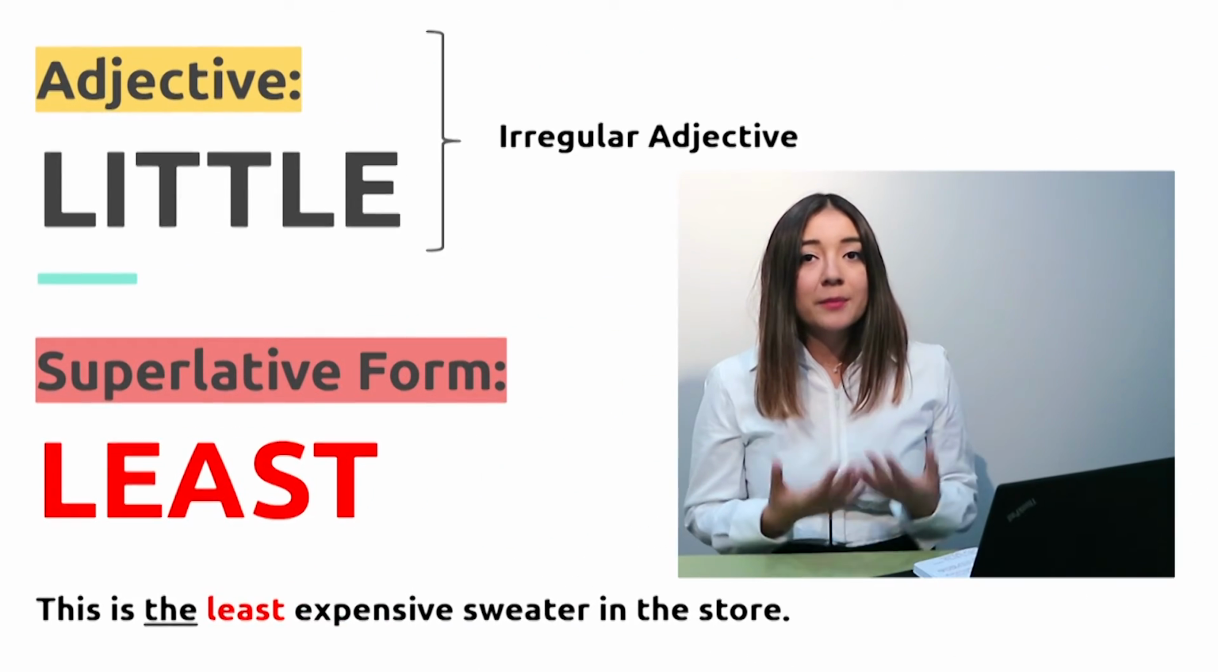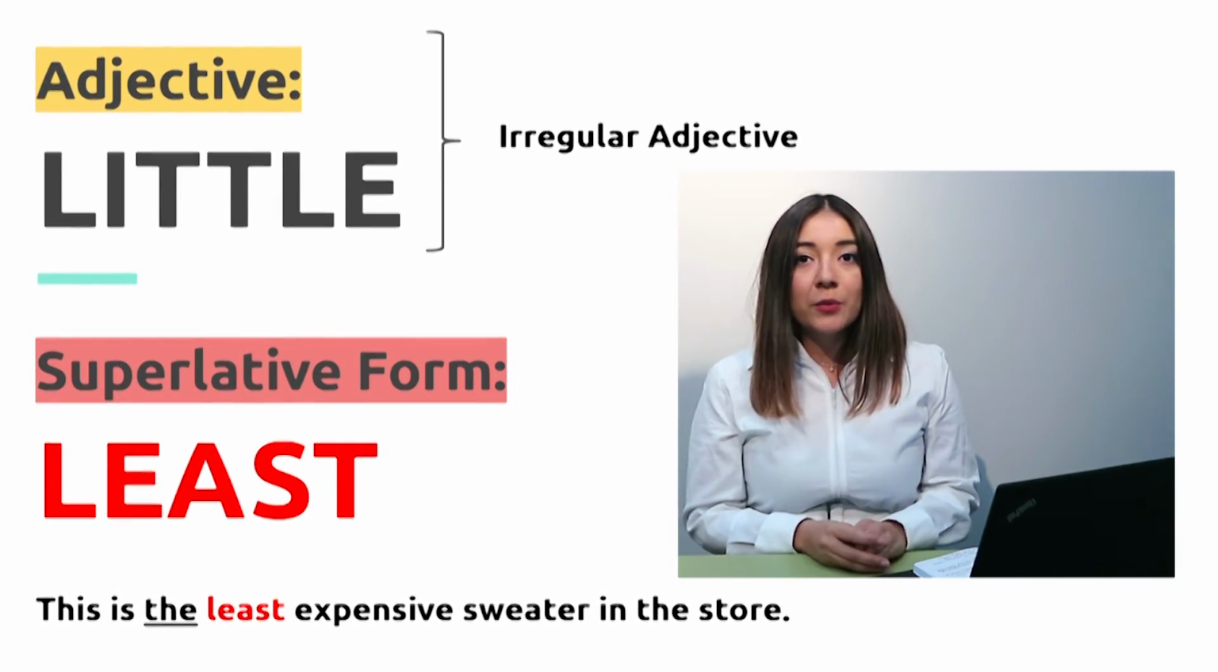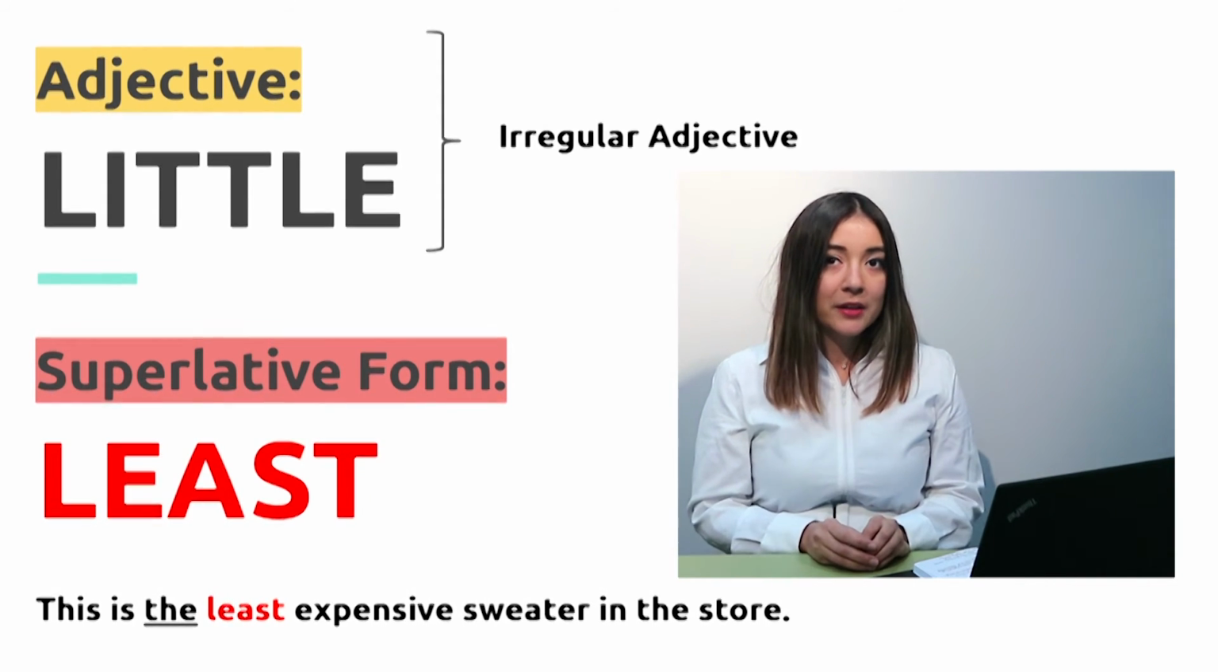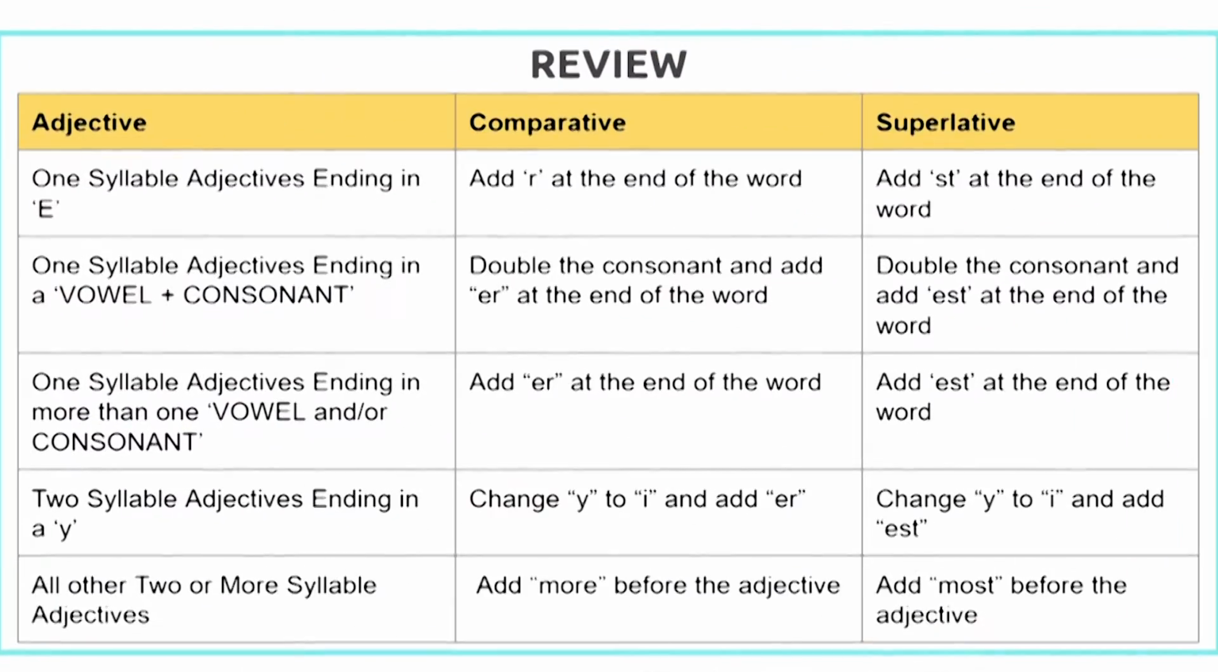If we wanted to write the superlative form, we would change the word again to least. This is the least expensive sweater in the store. So once again, guys, knowing these rules is going to help you identify common errors in your writing. It's also going to help you remember that often when we come across a word and we want to show either the comparative or superlative form, we need to understand the following rules.